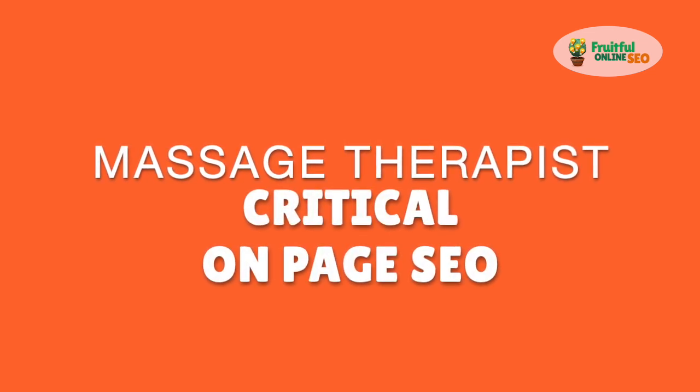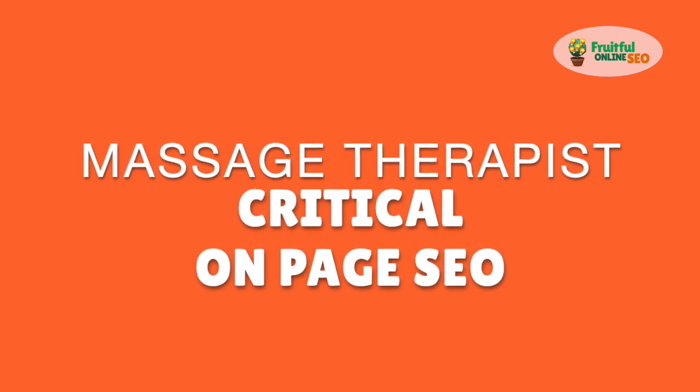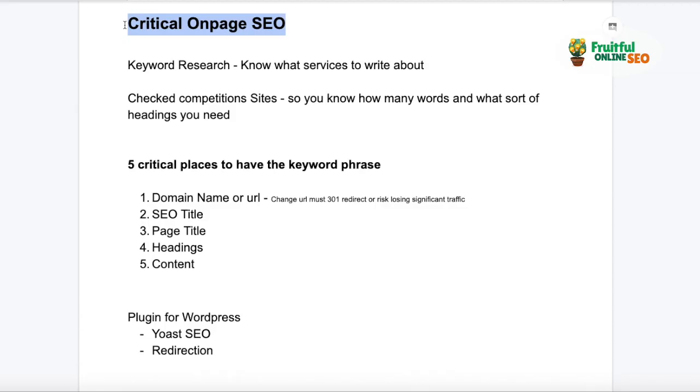So in this video, we're going to look at some critical on-page SEO factors. These are the most important things that you need to have on your page and on your home page for SEO. We've done the keyword research, so we know what services you're going to write about. We've checked the competitors' sites, so we know how many words and what sort of headings you're going to need. Now we're going to go through the 5 critical places that you need to have the keyword phrase that you're trying to rank for.